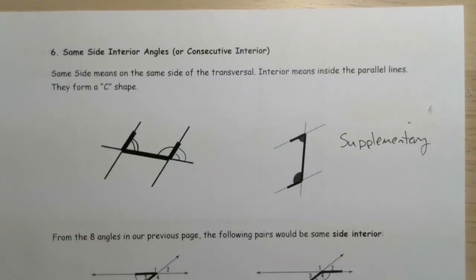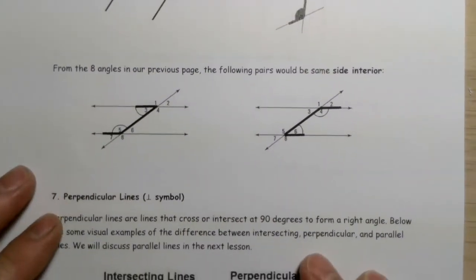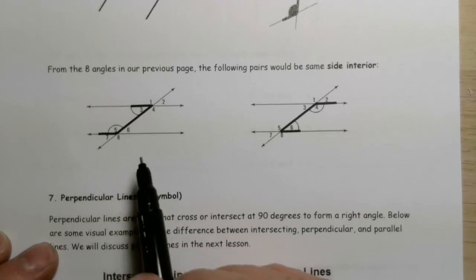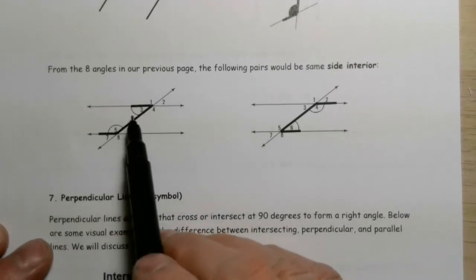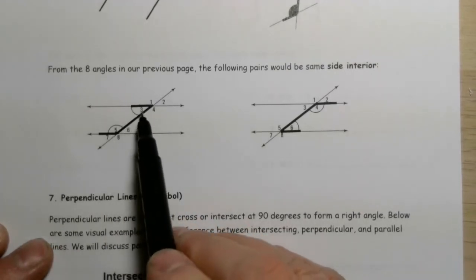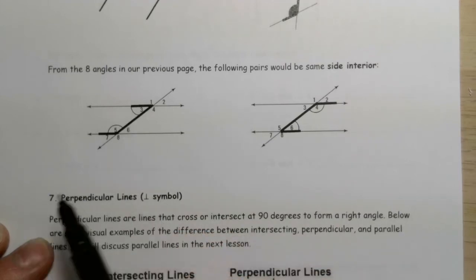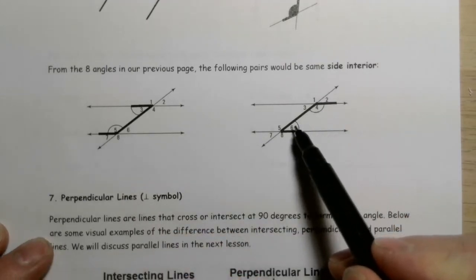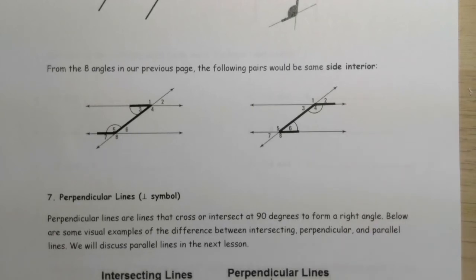From our diagram with the 8 angles, our same-side interior angles, there's only a couple of pairs here. They would be angles 3 and 5, and those two angles would add up to 180, and so would angles 4 and 6. So just to give you some ideas of some of these other relationships that exist there.